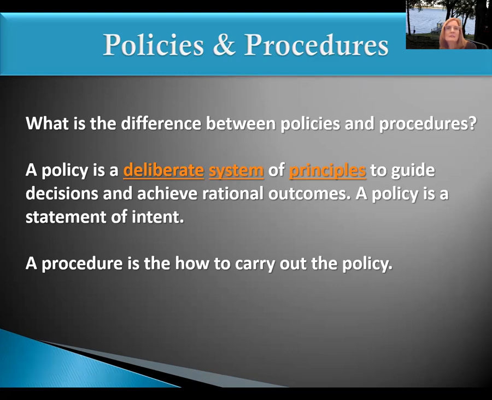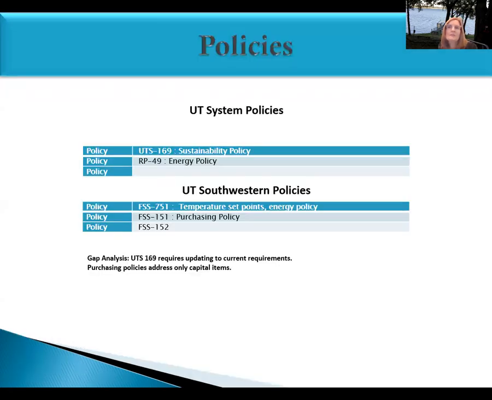So a policy is a deliberate system of principles to guide decisions and achieve outcomes. And a procedure is how to carry out the policy. So let's look at an example of policies and procedures. And so here's an example utilizing UT system where I worked at one time. So the policy, they had a sustainability policy and they had an energy policy. And that's for UT system. And then UT Southwestern, which is a sub part of that system, had different policies. So one on temperature set points, and they had one on purchasing.